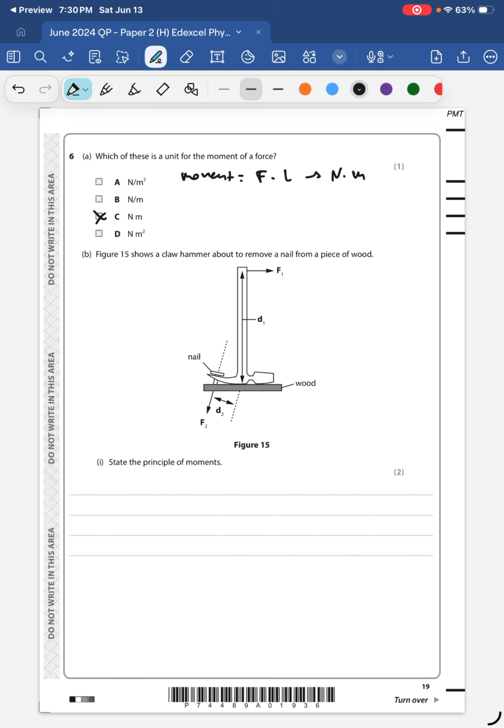Okay, B. Figure 15 shows a claw hammer about to remove a nail from a piece of wood. State the principle of moments. How is this related to the figure? Okay, I guess this is part 1 of question B. So it's not related.